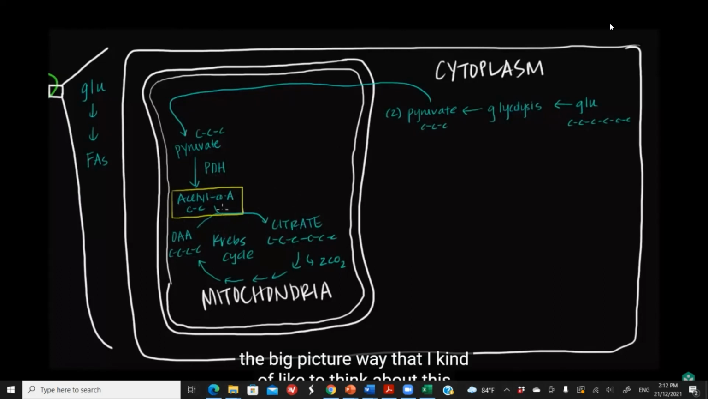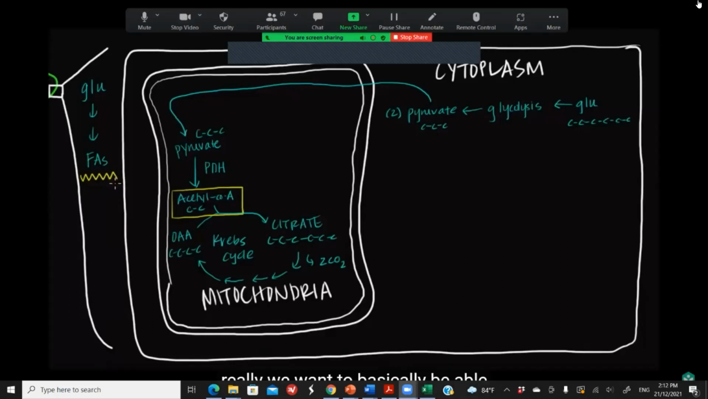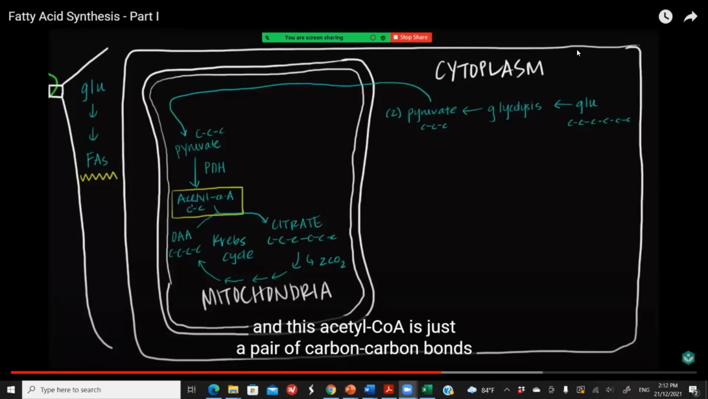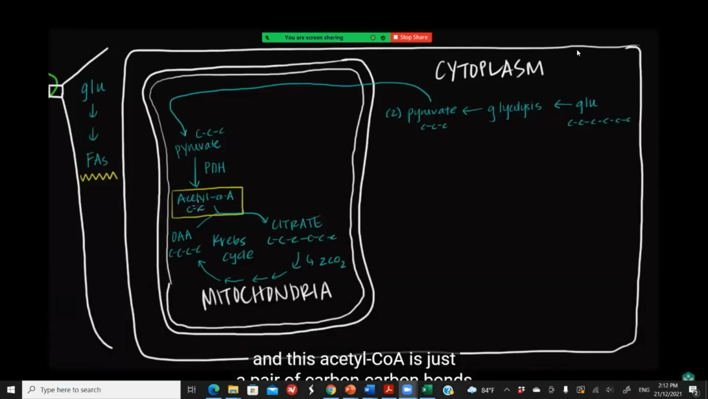But just to take a step back for a moment, the big picture way that I like to think about this is that fatty acids, which I'm going to draw off to the side here, are mostly just a repeating carbon-hydrogen backbone, shown here in this line stick model. So in that sense, we really want to be able to link together carbon-carbon bonds. And this acetyl CoA is just a pair of carbons that we can ultimately link together.